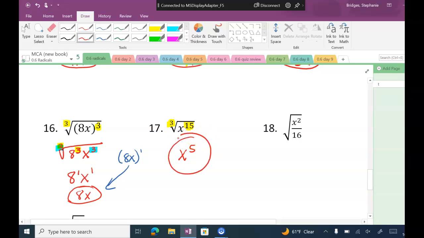When you have a fraction under a radical, it is the same process. You just take the root of the top and the root of the bottom separately. So if I want to simplify the square root of x squared over 16, what I'm going to do is take the square root of the numerator, the square root of x squared, and I'm also going to take the square root of the denominator.